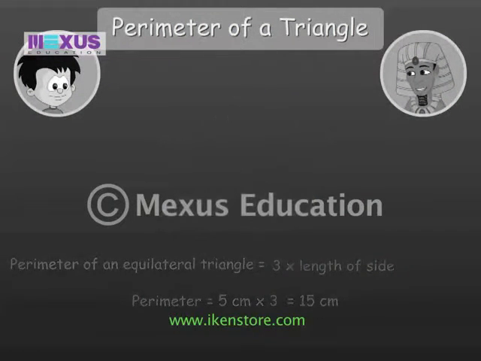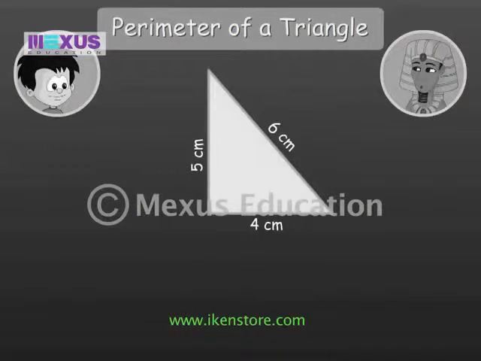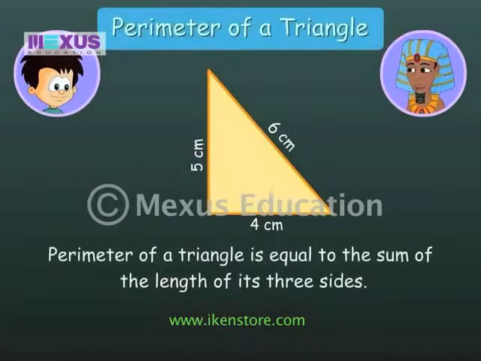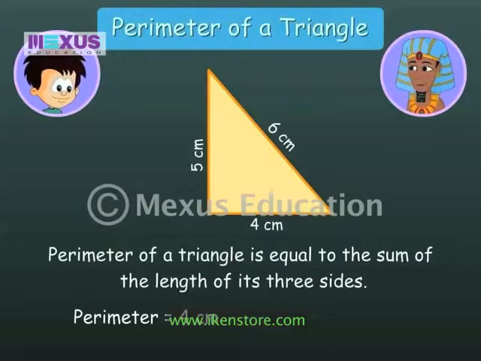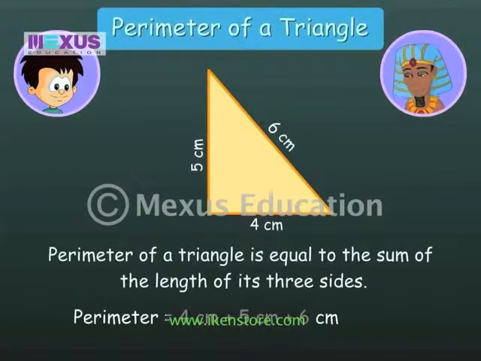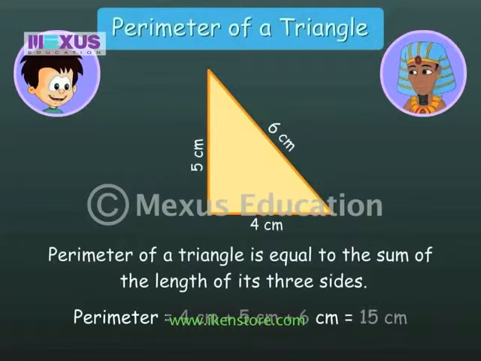Now what if the lengths of all 3 sides of your triangles were different? In that case, simply add the lengths of all 3 sides together. That's simple. Yes, the perimeter of this triangle would be 4 centimeters plus 5 centimeters plus 6 centimeters. That is 15 centimeters. Very good.